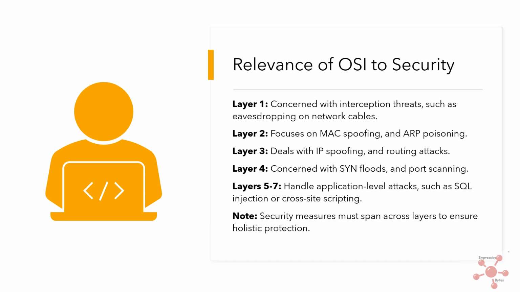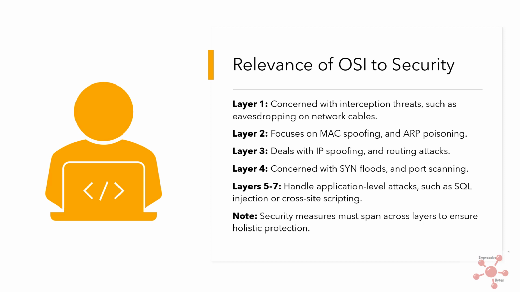Relevance of OSI to security. Every layer of the OSI model presents both opportunities and challenges in terms of security. Starting at the physical layer, where threats like eavesdropping are prevalent. Anyone with physical access can potentially tap into communications. As we move up to the data link layer, attackers might employ techniques like MAC spoofing or ARP poisoning to disrupt or intercept communications. The network layer isn't exempt from threats either.